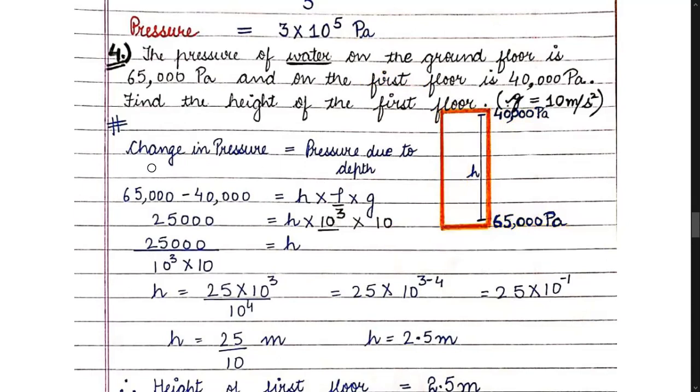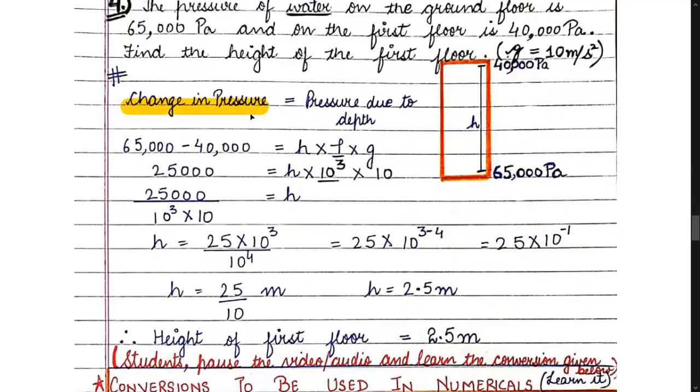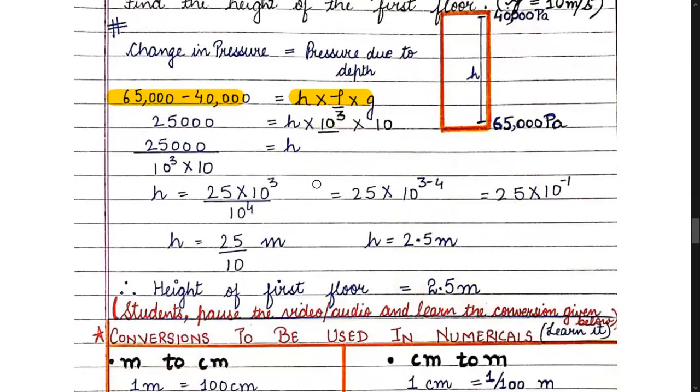So children, the formula used is change in pressure is equal to pressure due to depth. That means take the difference on the left side and write down h rho g on the right side. Solve for the value of h and then you can get the answer.